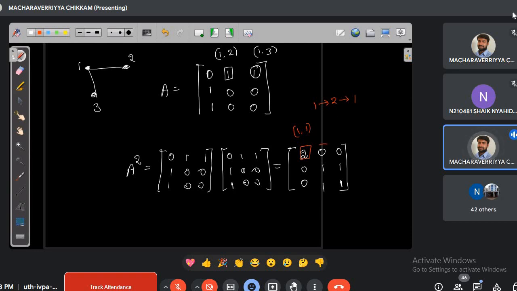Okay, and now let's see this. This represents the element 1, 2. Now it says that there is no path of length 2 between 1 and 2. It is 0, therefore it says that there is no path of length 2 between 1 and 2.